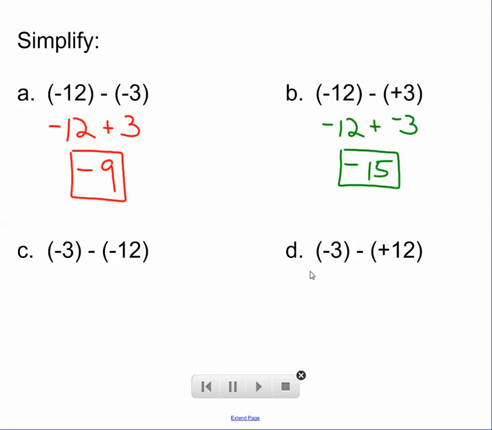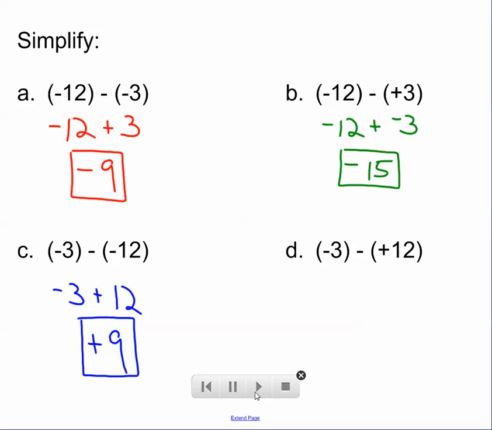For C, let's rewrite this as addition. -3 plus 12. Instead of subtracting -12, we're going to add its opposite. Different signs, so keep the sign of the number with the greater absolute value. 12's got a greater absolute value than -3, so we know our answer is going to be positive. And then we subtract their absolute values. 12 minus 3 is 9.